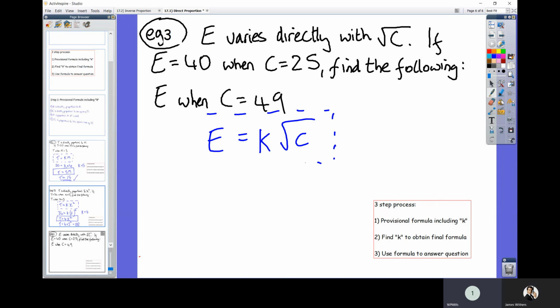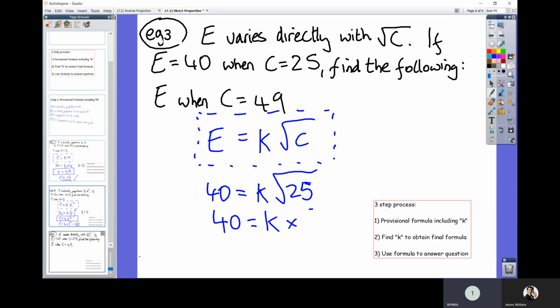Step 2. So step 2 is 40 equals K times root 25. So root 25 is 5. So 40 equals K times 5, which would mean K would equal 8. So new improved formula.